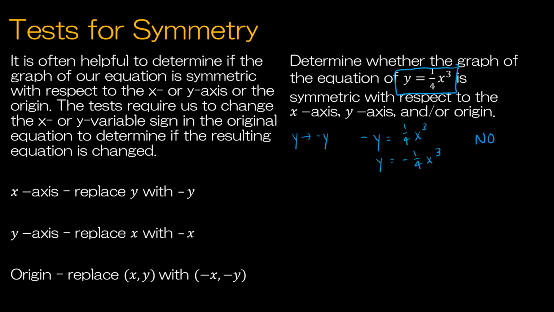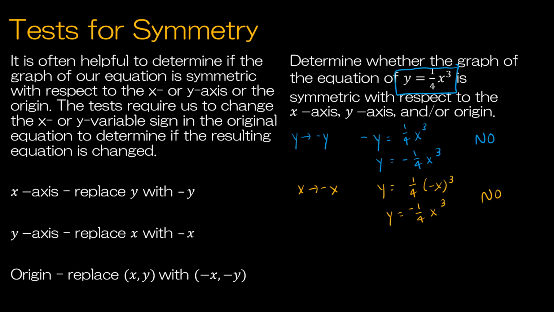Now let's do x with negative x. If I replace x with negative x, I get y equals 1/4 negative x cubed. Now, if I take negative x cubed, I get negative x times negative x times negative x. So two of those negatives make a positive. That's essentially going to give me negative 1/4 x cubed. Is that the same as the original? No, it is not. So this graph is not going to be symmetric to the y-axis.